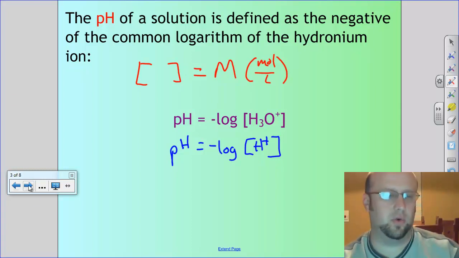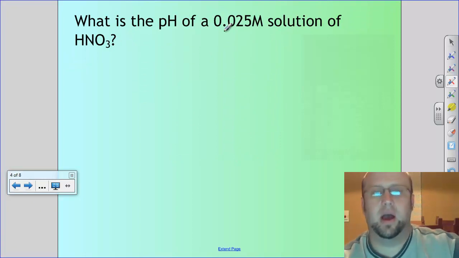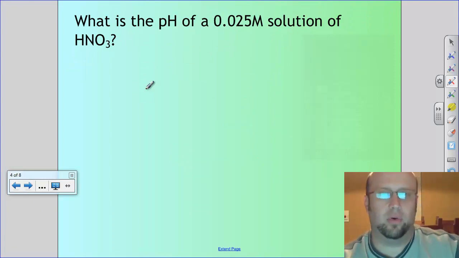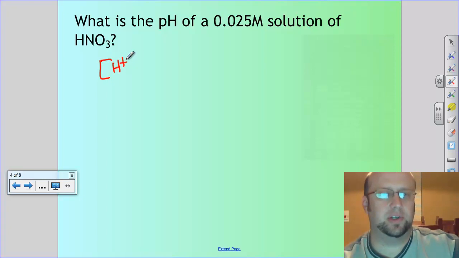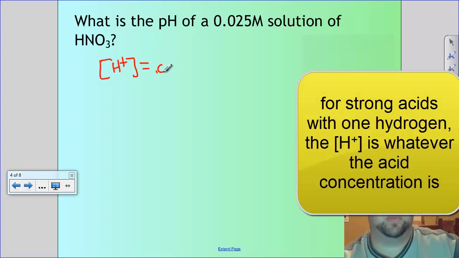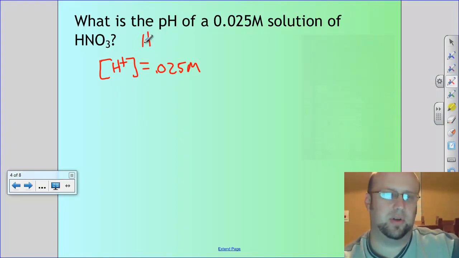Let's actually work one just to see how it works. What is the pH of a 0.025 molar solution of nitric acid? So here's what we know. We know that my H plus concentration is 0.025 molar. Now you're like, how do I know that? Actually, what I know is that this concentration is 0.025. How does that equate to the H plus concentration? Well, it works kind of like this.